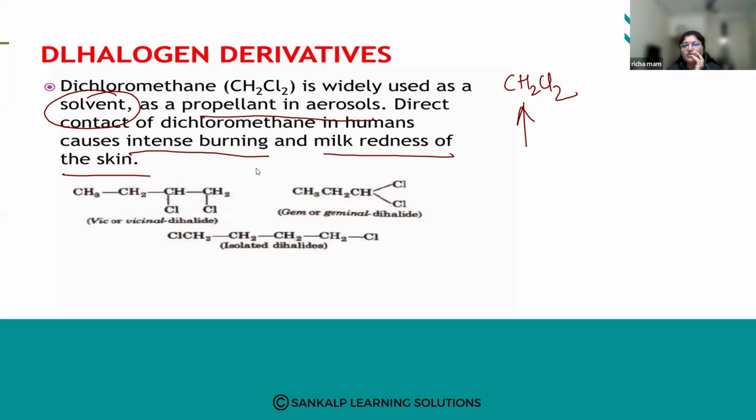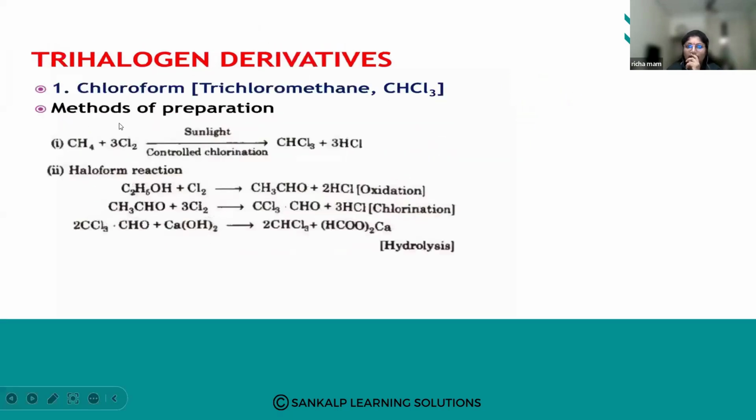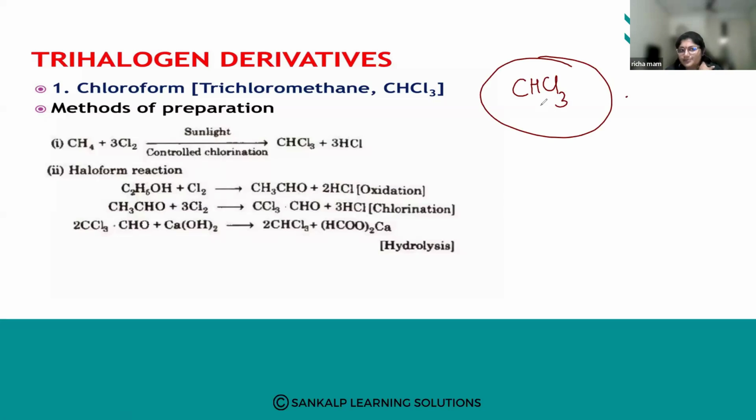So you have to know the uses of the dihalogen compounds. Next is the trihalogen derivatives. The first one is chloroform. Often you have come across chloroform in the lab. Chloroform is called trichloromethane. How are we going to prepare that? Methane, we have to do chlorination in the presence of sunlight. I am going to get trichloromethane. When you are doing controlled chlorination, at each step a hydrogen of the methane is replaced by chlorine.